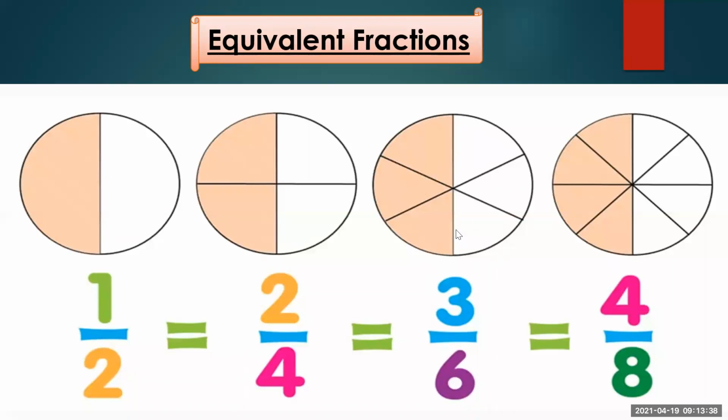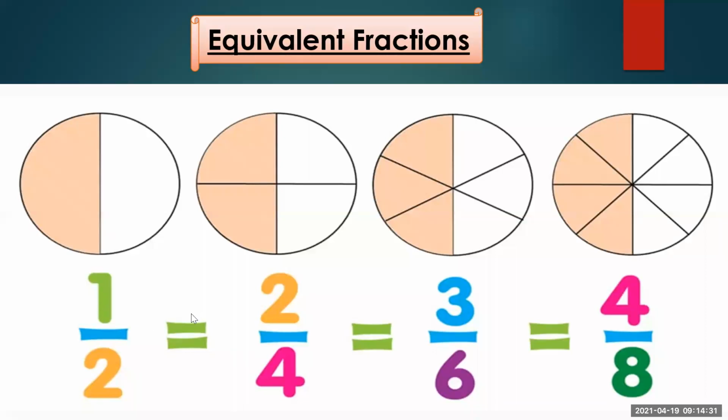Here, if I divided the same circle into 6 equal parts, half of 6 equals what? 3. So if I colored the 3 equal parts, it means I colored half. So 3 over 6 also equals half. Here, if I divided my circle into 8 equal parts, half of 8 equals 4. Excellent. So 4 over 8 will give me half also. Excellent, my dear.